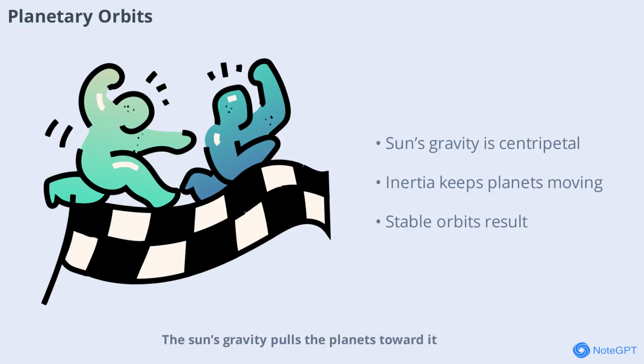Planets orbiting the Sun are another example of centripetal force in action. The Sun's gravity pulls the planets toward it while their inertia keeps them moving forward. This combination results in stable elliptical orbits. Without centripetal force, planets would drift away into space, and without inertia, they would fall into the Sun.